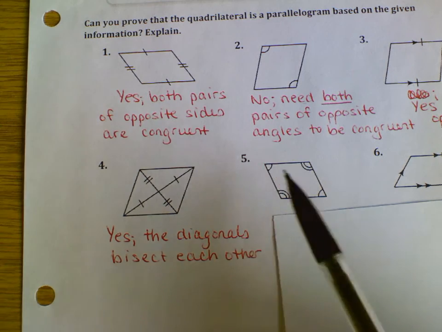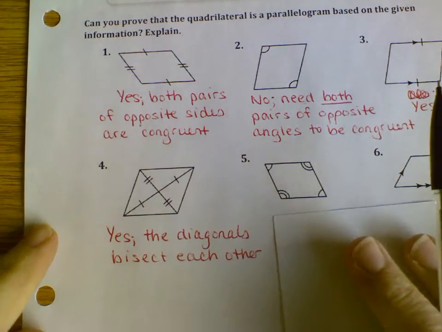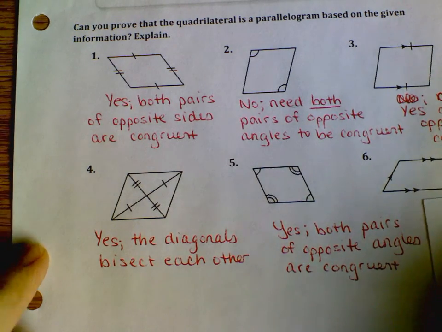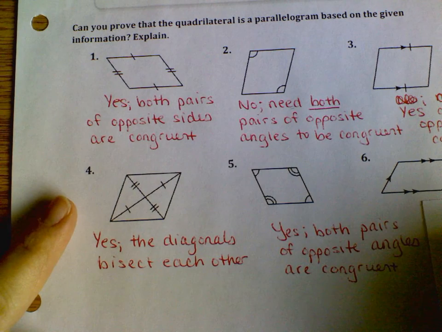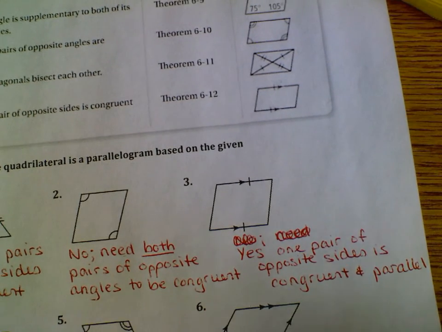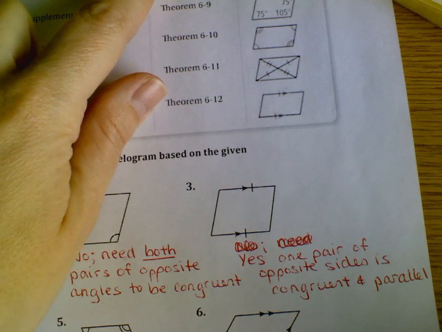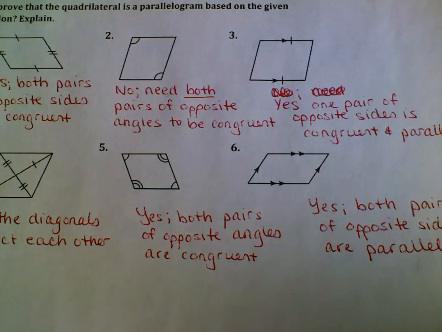Number 5, now notice that we have the opposite angles congruent, both pairs, so this one would also be yes, because both pairs of opposite angles are congruent. And then last, number 6, notice we have both pairs of opposite sides are parallel, and that is also yes, and that's by the definition of a parallelogram. So both pairs of opposite sides would be parallel for that last piece.